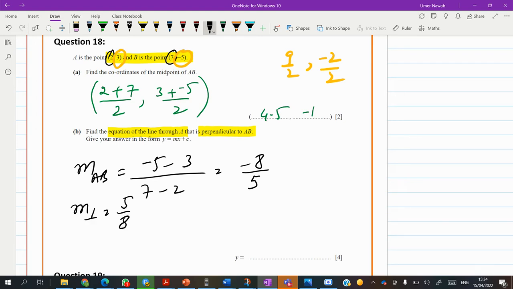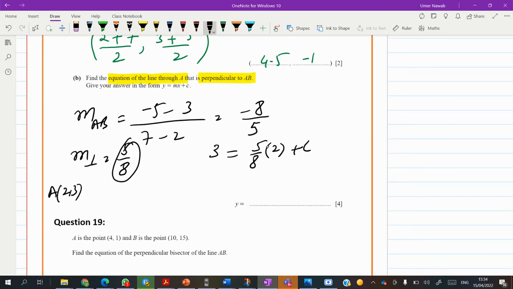He said it is passing through A. It is passing through A, so (2, 3). I'm going to substitute it in the equation of a line: 3 is equal to 5 over 8, and x is 2, plus c. It cancels and becomes 5 over 4.